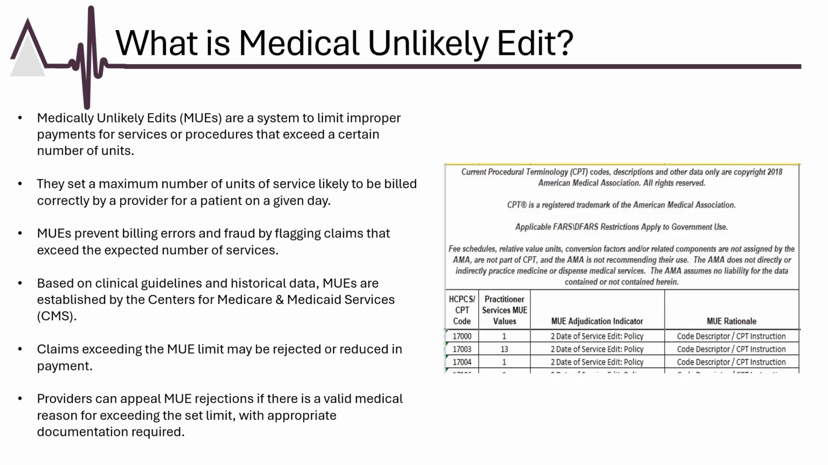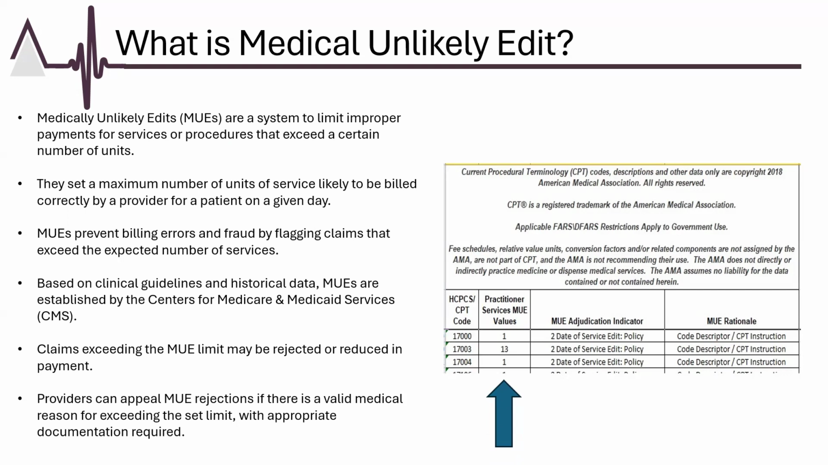Medically unlikely edits are a system used by Medicare to limit improper payments for services or procedures that exceed a certain number of units. Essentially, MUEs set the maximum number of units or services that are likely to be billed correctly by a provider for a patient on a given day. These edits are designed to prevent billing errors and fraud by flagging claims that exceed a typical or expected number of services for a procedure based on clinical guidelines or historical data.